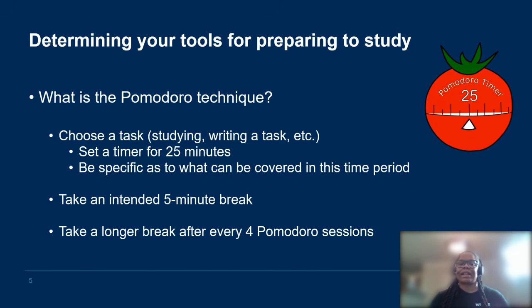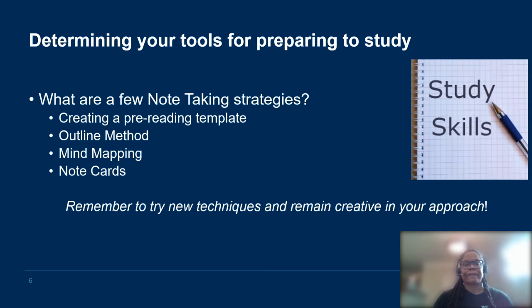What is the Pomodoro technique? The Pomodoro technique is a way to actually help you focus when it comes to studying. You want to choose a task, such as studying, writing, etc. Set a timer for 25 minutes, and then with the Pomodoro session, be specific as to what can be covered within that time period. After the 25-minute session, take an intended 5-minute break, and then take longer breaks after every 4 Pomodoro sessions.